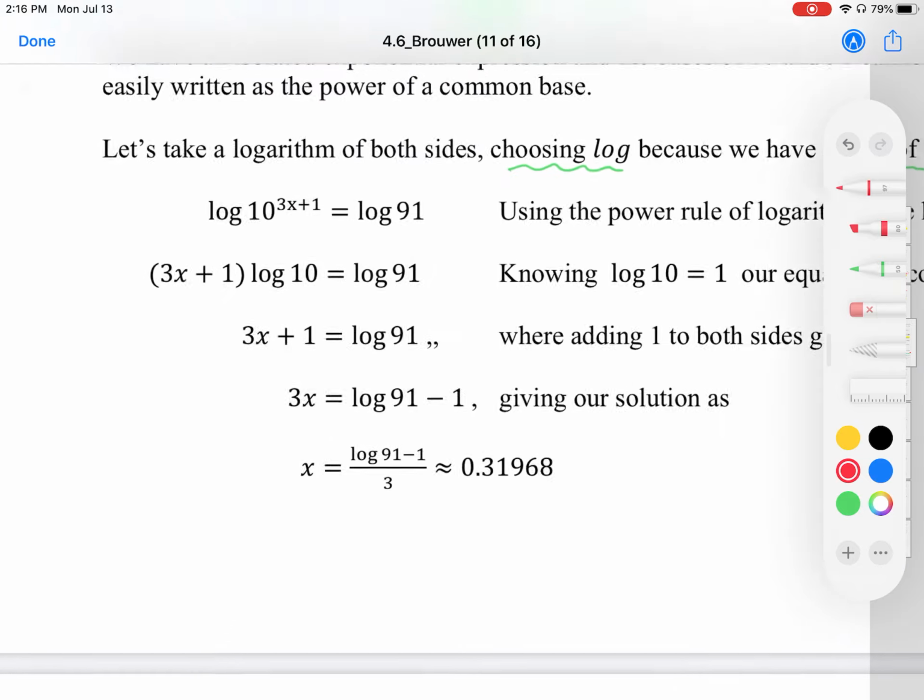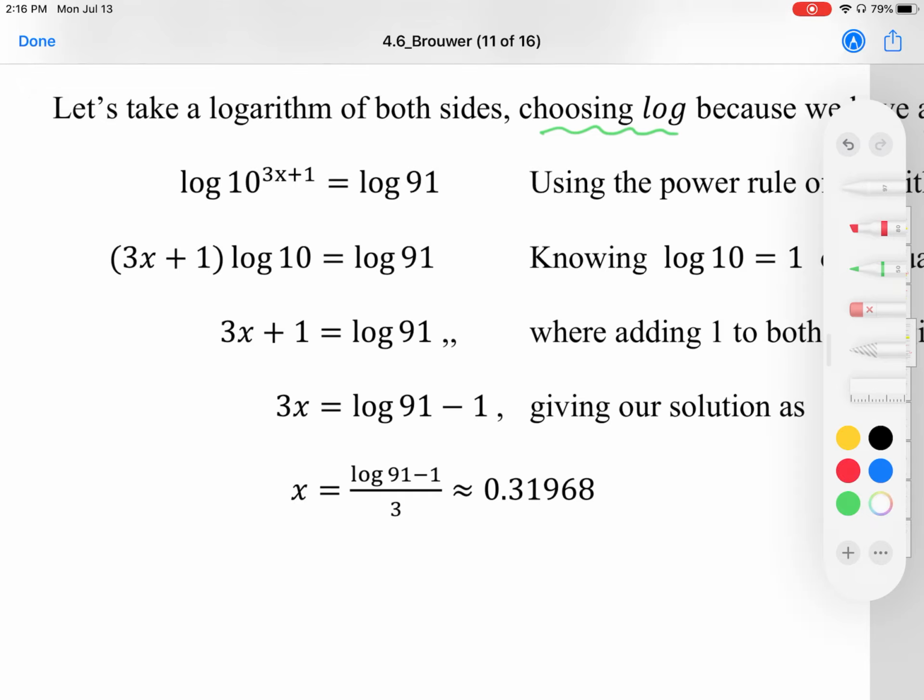All right, so let's take a look at our problem. We took the log of both sides, and we do this because we want to take our exponent and bring it down. And we can do so by our laws of logs. All right, so now we have 3x plus 1 times log of 10 and log of 91. Log of 10, that's just 1. And so we're left with 3x plus 1. Oh, I think they're missing a plus 1. Actually, that's an identity. They just undo each other. So we're left with 3x plus 1 equals log of 91.